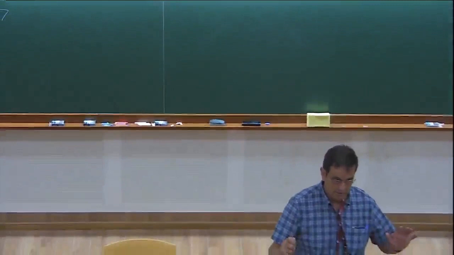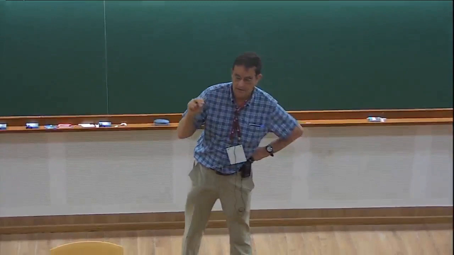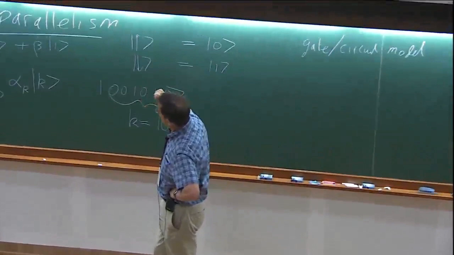Now, in part of the course, we will show how you can help a little bit by what's called error correction. So there is quantum error correction, and that will figure in part of the course. But nonetheless, decoherence is a big problem with trying to build quantum computers of this type.